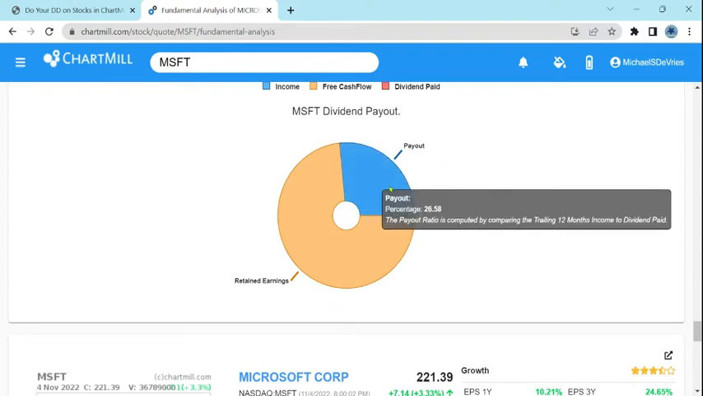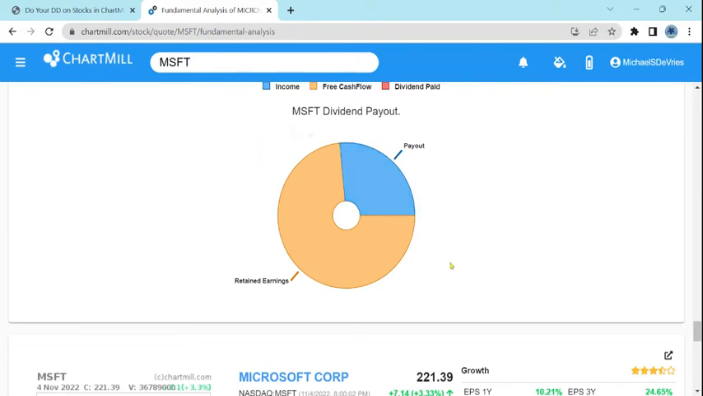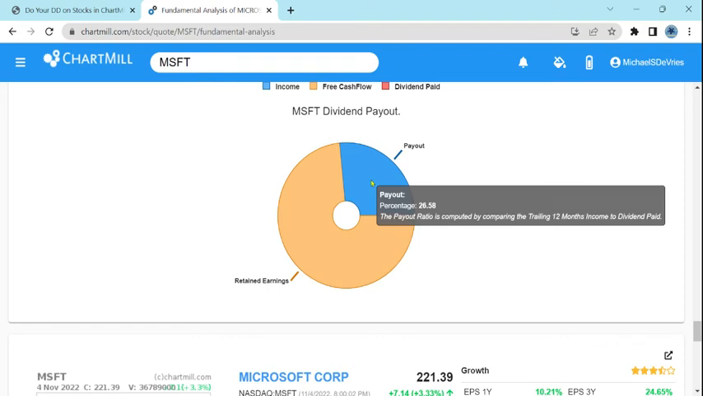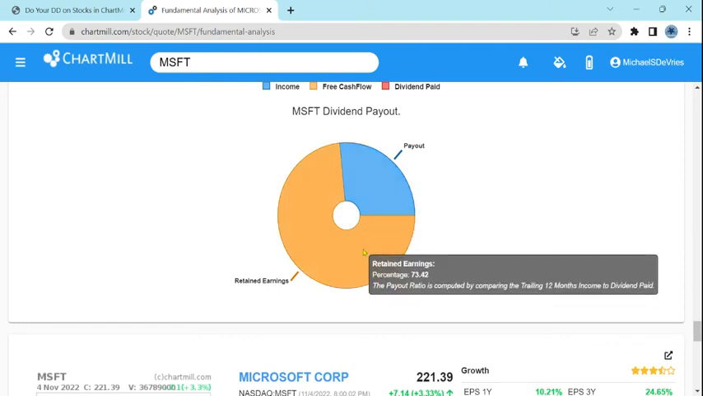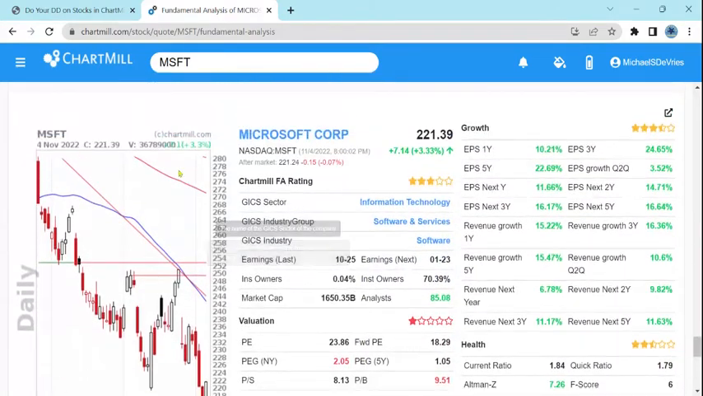And we can see what percentage of their total income are they paying out in a dividend. You don't want to see a company that's paying out the majority of their money in dividend, because then they don't have money left to do any kind of growth, and if they hit a speed bump, there might be an issue. So in this case, we see Microsoft's only paying out 26%, which is reasonable, and they're retaining 73% of their earnings.